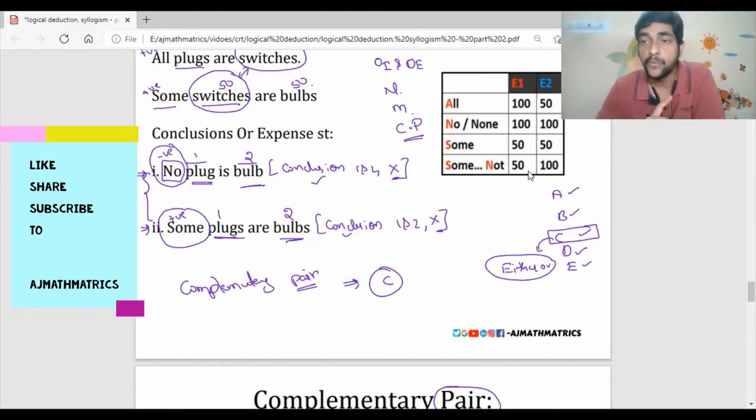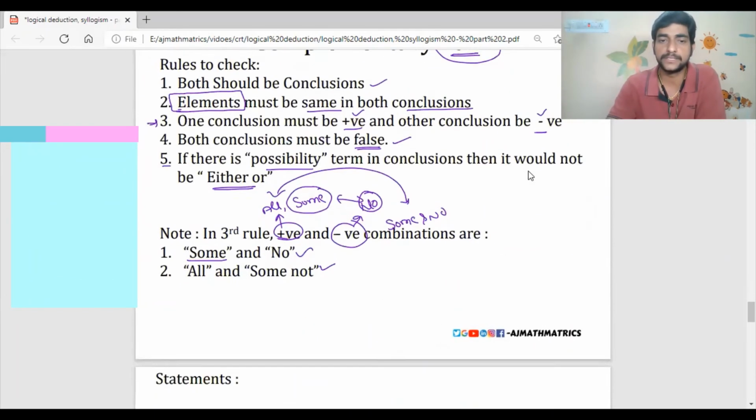To be clear, when the conclusions do not follow, we'll check D as the answer. But before going to D, we have one more check, that is whether they belong to a complementary pair or not. If they belong to a complementary pair, instead of D as the answer, you have to pick C as the answer. Now here some and no is a combination, and maybe in another example you may have all and some not. Now we'll go with the next question.